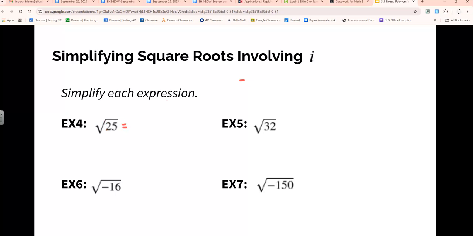When we see square root of 25, it is asking us what number times itself gives us 25, and the answer to that is 5. 5 times 5 equals 25. So that is a perfect square, is what we call those. So that breaks down really nicely.